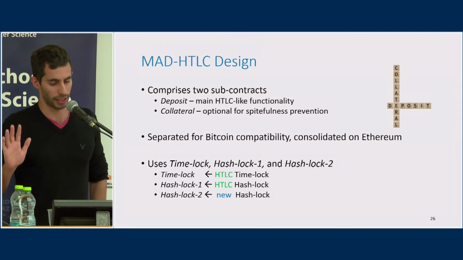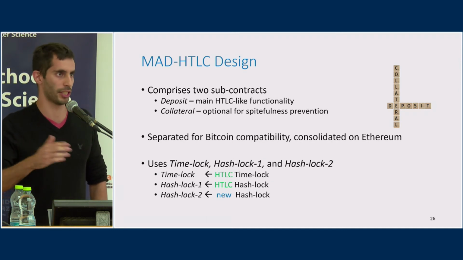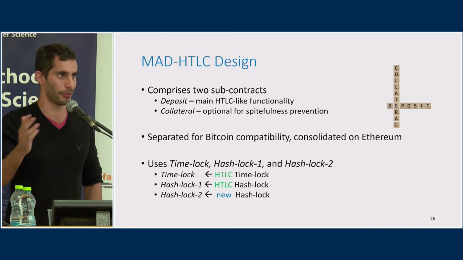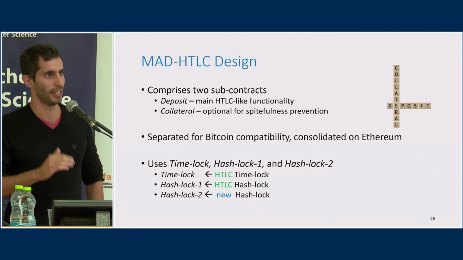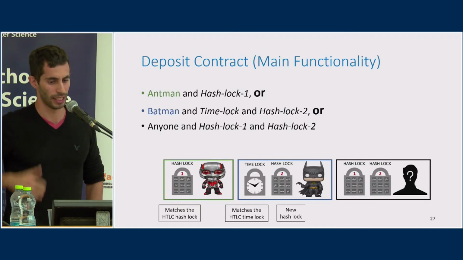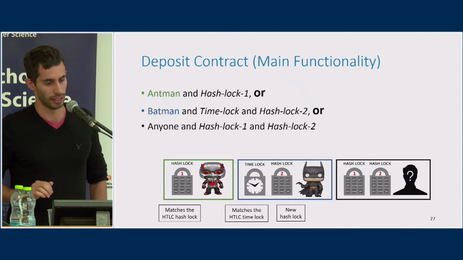We have an additional hash lock. So in total, a time lock and two hash locks. The time lock is just like the original HTLC time lock. Hash lock 1 is just like the original HTLC hash lock. And hash lock 2 is an addition for this contract. And the predicate goes like this. So this is the deposit, the main functionality.